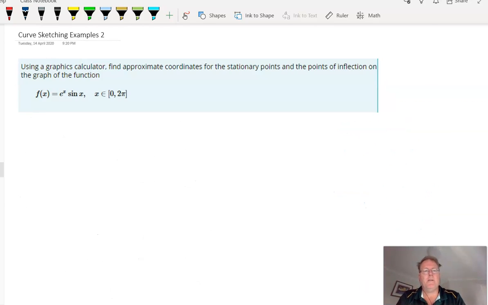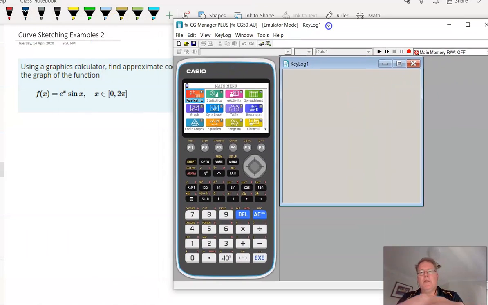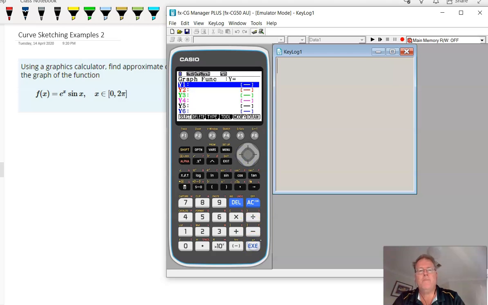There is a second example here, which is this one. Use a graphics calculator, find the approximate coordinates for the stationary points and points of inflection on the graph of the function. So in order to solve that, we need to actually use our graphics calculator. Bring that into the field. Okay, and first of all, let's go into our graph menu. And we're going to put that function in.